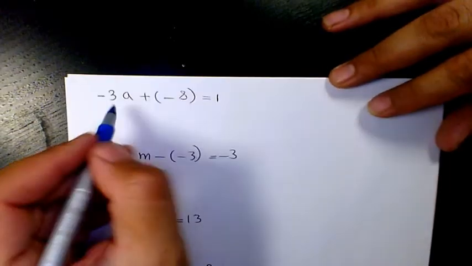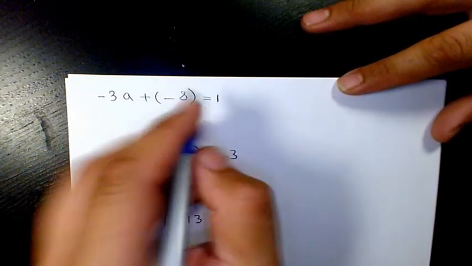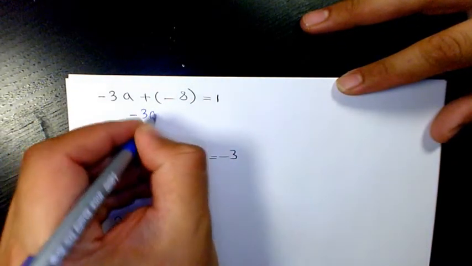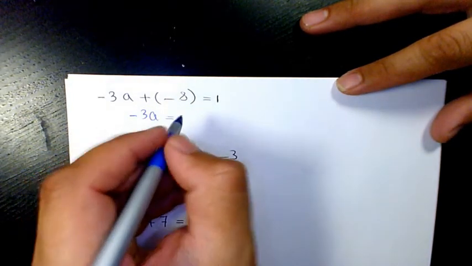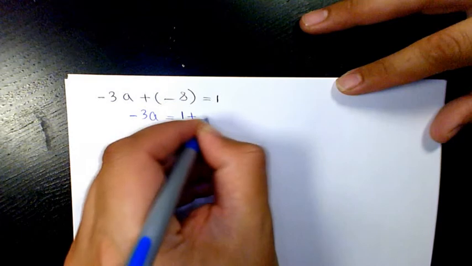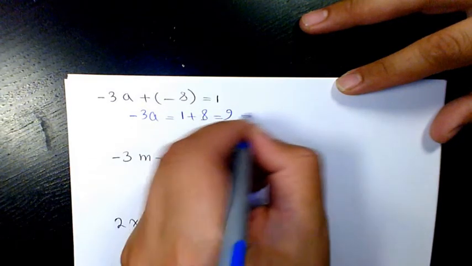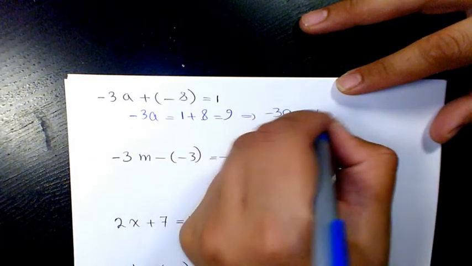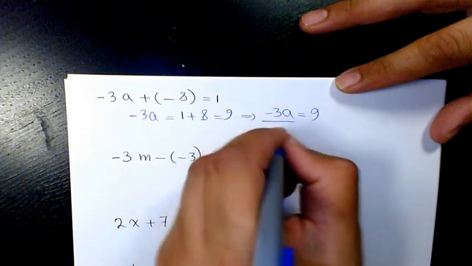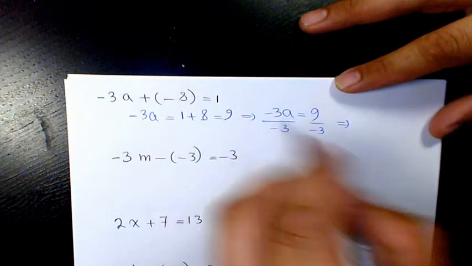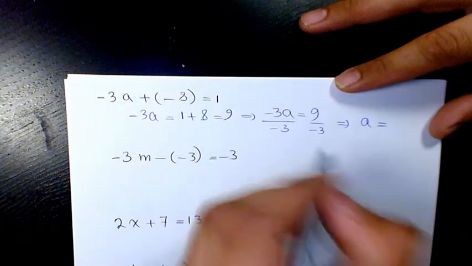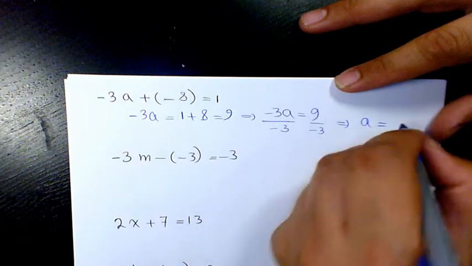Next one, negative 3a plus negative 8 equals to 1. So we have negative 3a here. Negative 8, you move it to the right hand side, so it's going to be positive 8. So 1 plus 8 is going to be 9. So negative 3a equals to 9. I need to divide by negative 3 both sides. So negative 3a divided by negative 3 is going to be just a. 9 divided by negative 3 is going to be negative 3.